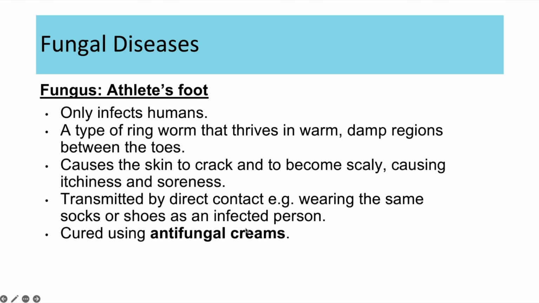Next, I'm going to look at athlete's foot, which is an example of a fungal disease infecting animals, specifically humans. It's a type of ringworm and it thrives in warm, damp regions, such as between your toes. And it causes the skin to crack and to become scaly, causing your skin to be really itchy and sore. It's transmitted by direct contact, so for example, wearing the same socks or shoes as an infected person, and it can be cured using antifungal creams.